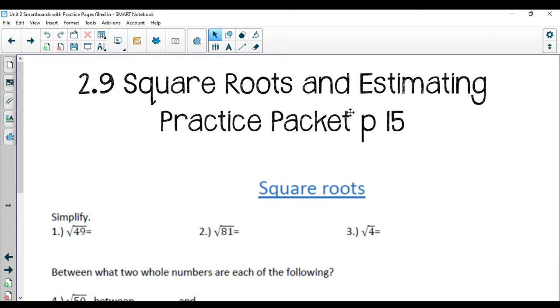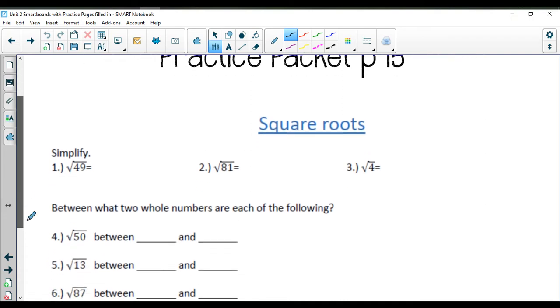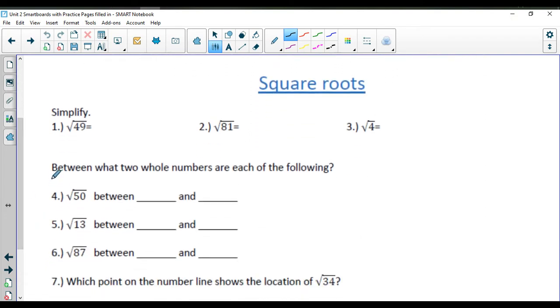This is lesson 2.9, square roots and estimating, practice packet, page 15. So in the first couple, we're just simplifying perfect squares here. So the square root of 49 would be 7. It can actually be positive or negative 7, but we'll just stick to the positives for now.